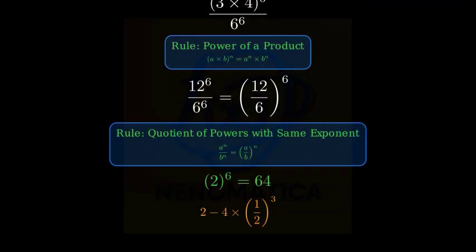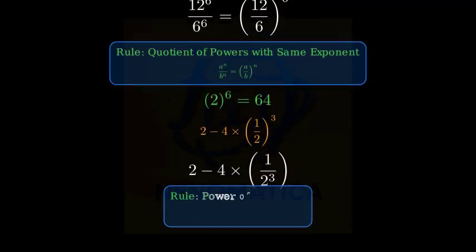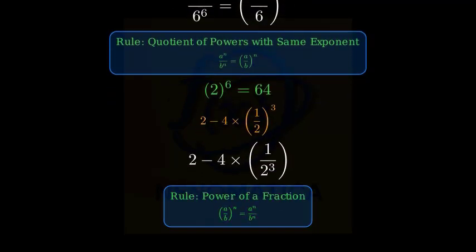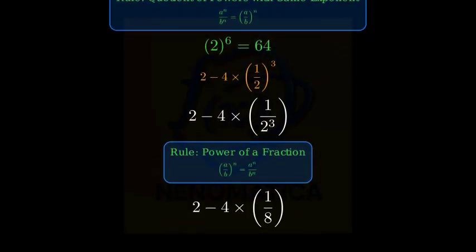We need to simplify the expression 2 minus 4 times (1/2) to the power of 3. First, let's calculate (1/2) to the power of 3. This can be rewritten as 1 divided by 2 to the power of 3. 2 to the power of 3 equals 8, so we have 1 divided by 8.